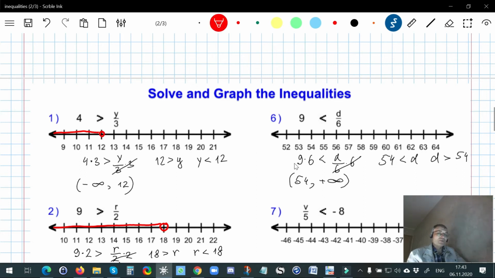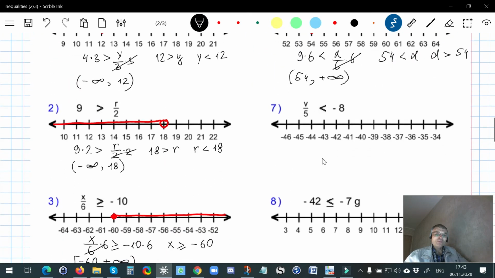And as a final step, I have to graph it, which gives me a pleasure to draw a circle around 54 and then go right to positive infinity. Of course, I can't go directly to positive infinity because it's too far.